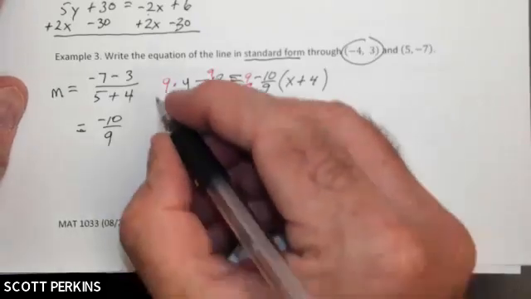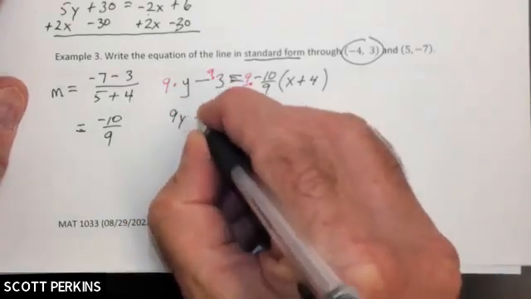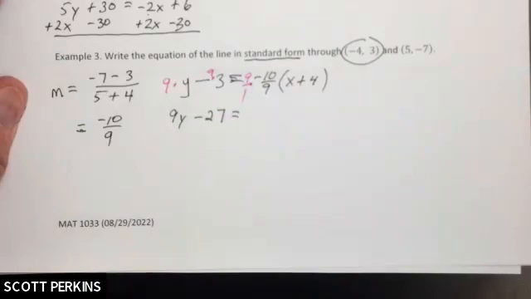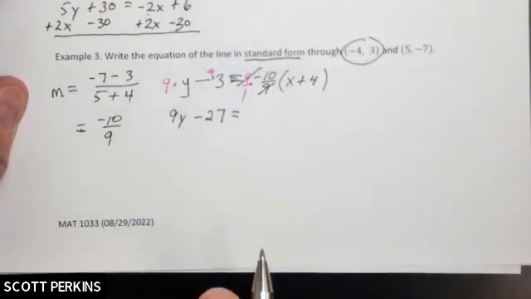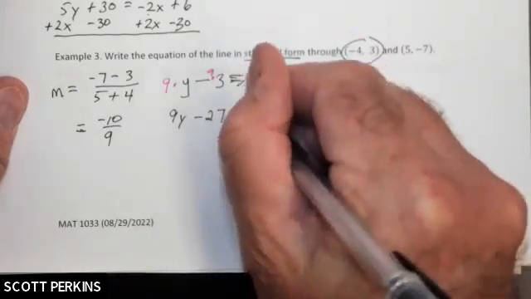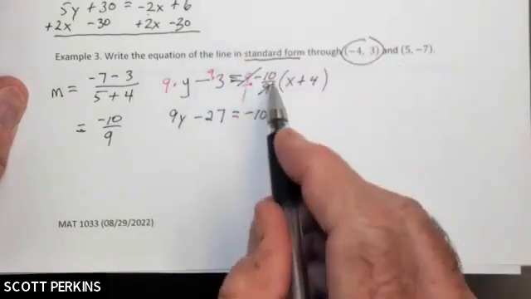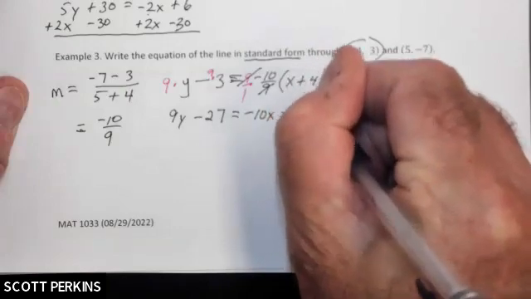So that leaves me on the left 9y minus 27. On the right, the 9's cancel. I have a negative 10. Negative 10 times x is negative 10x. Negative 10 times 4 is negative 40.